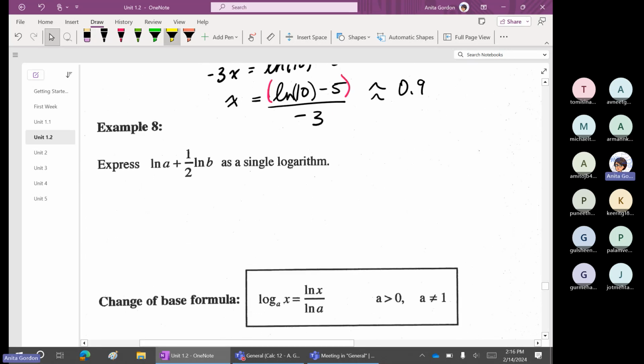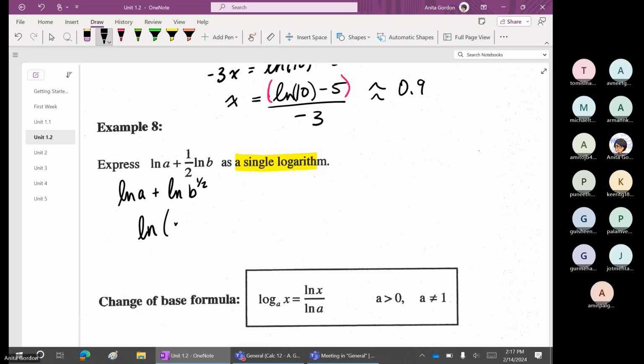Expressed as a single logarithm means let's use our log rules to make this one thing. What would I do? I see an ugly number here. What does that mean? Oh, yes. Okay, so this is ln a plus ln b to the power of 1 over 2. Then I do what? ln of a times b to the one half. Perfect. There it is.